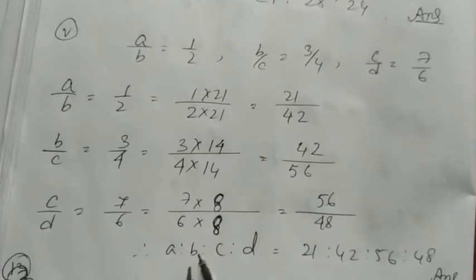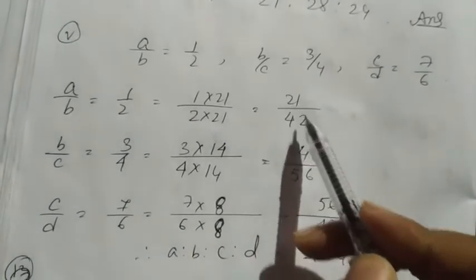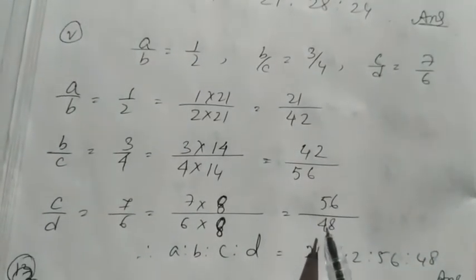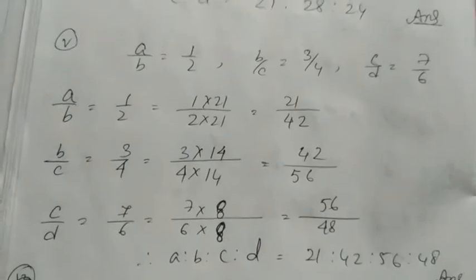So A is to B is to C is to D will be equal to 21 is to 42 is to 56 is to 48. This is the answer.